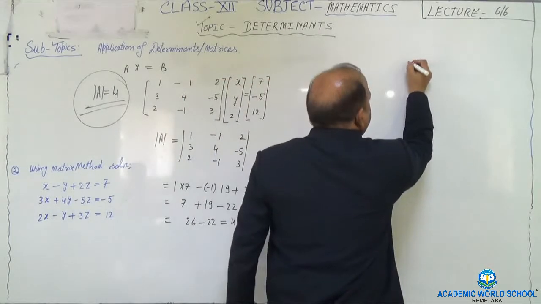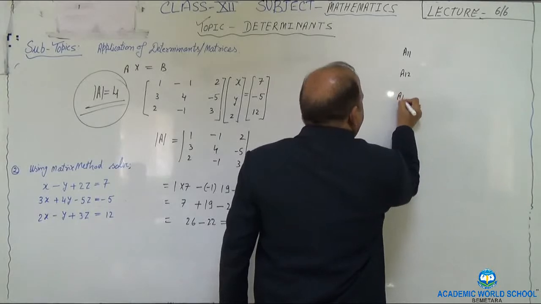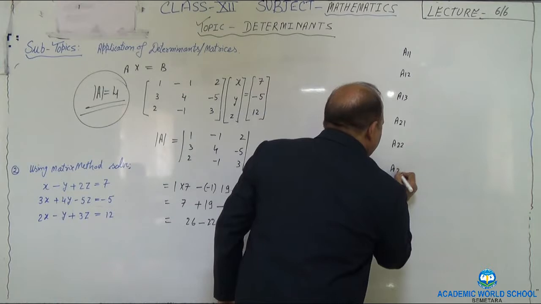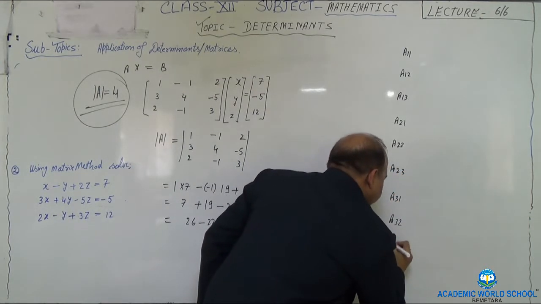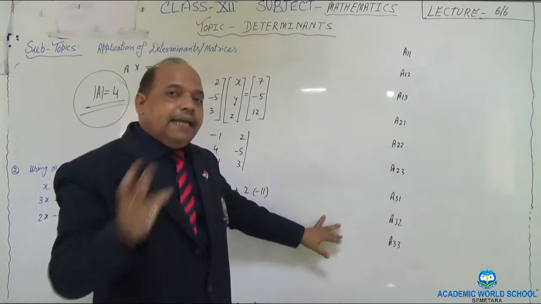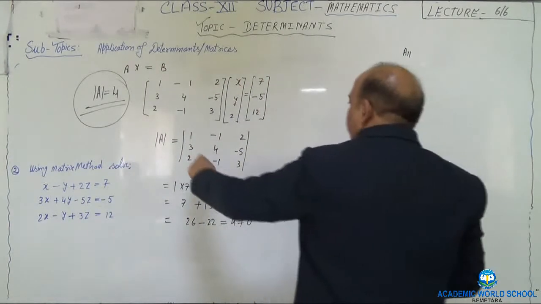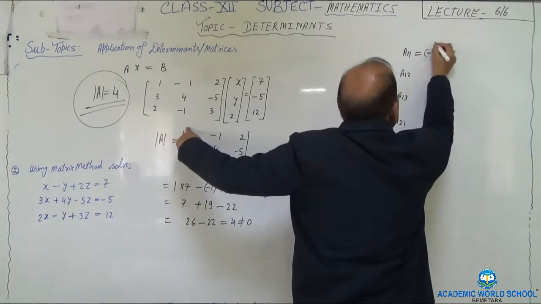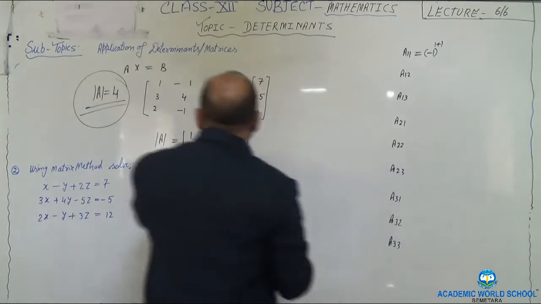So I am writing all the cofactors: A11, A12, A13, A21, A22, A23, A31, A32 and then A33. I have written all these. First we will calculate these and then we will prepare the cofactors matrix. So let's find out the value of this. A11 will be equal to minus 1 to the power 1 plus 1. Leave this part, leave this part. So what will come?